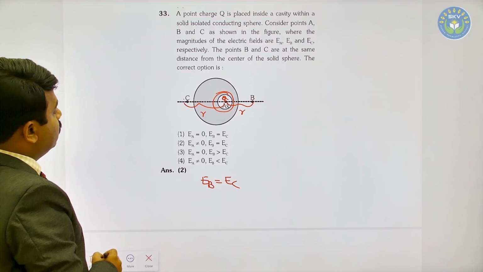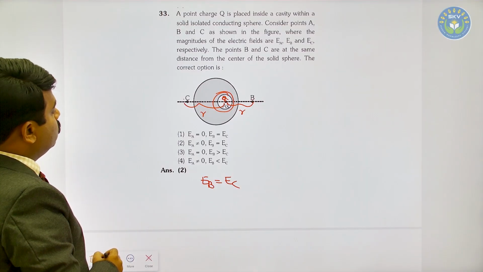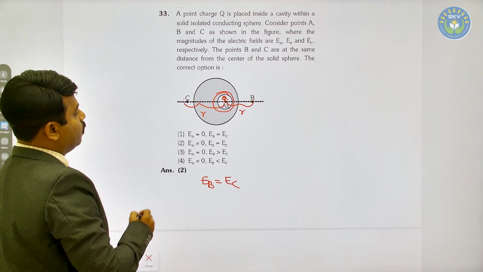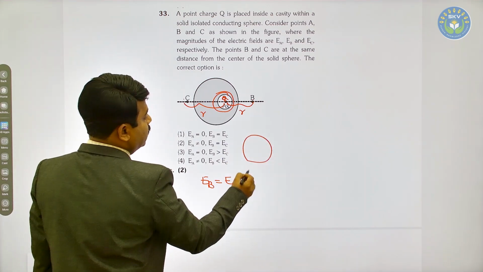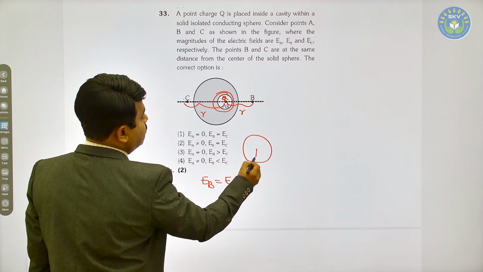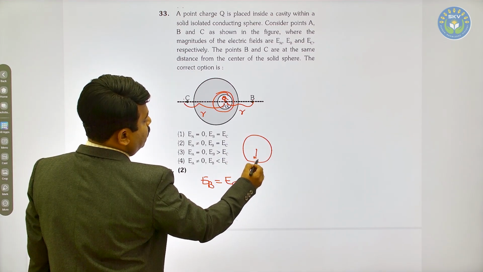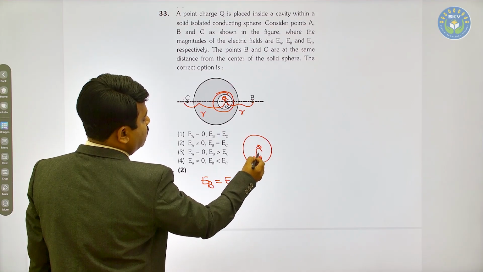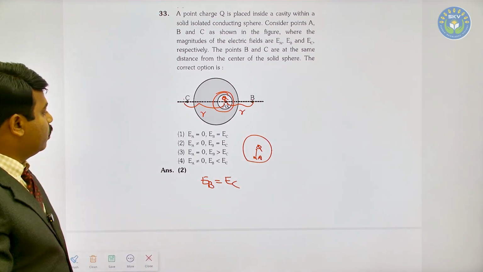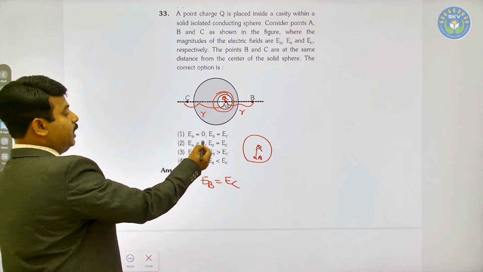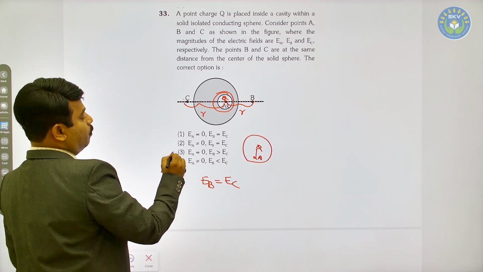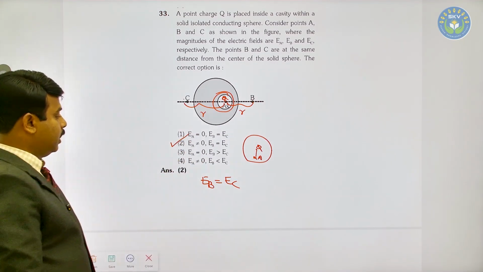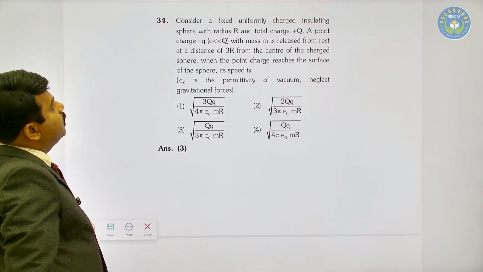But what about EA? EA is not equal to 0. Why? Because within the cavity, at a distance, one point A is measured. Here one charge is there, so at this point the electric field is not equal to 0. But EB is equal to EC. Then option 2 is correct. Right? Alright.